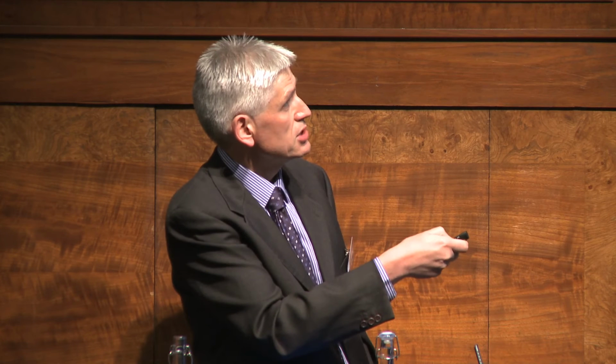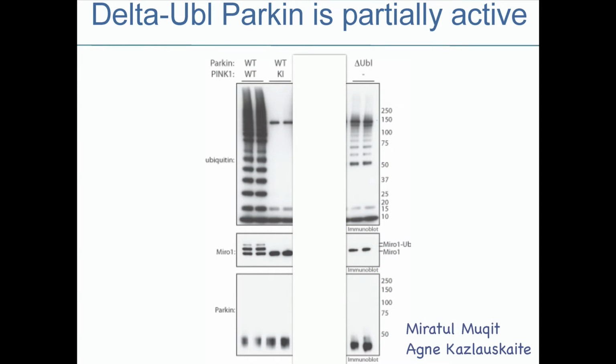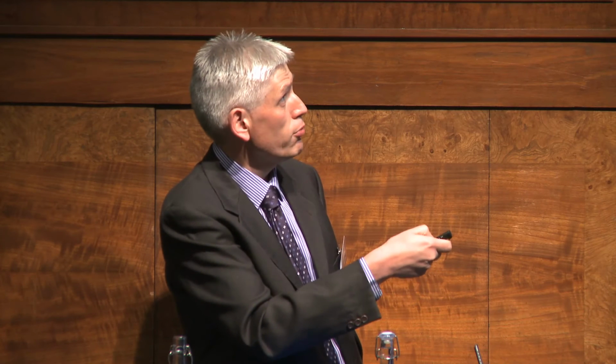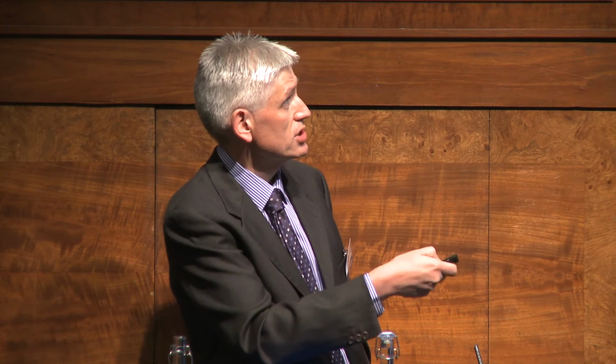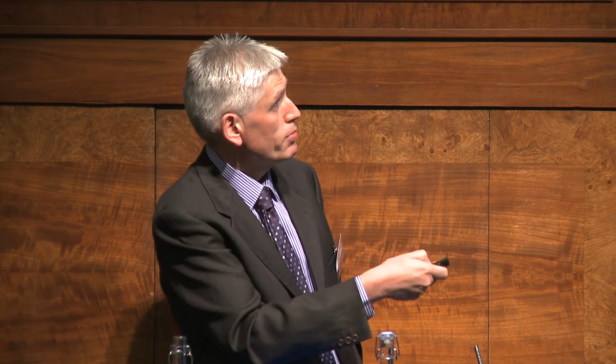As he chops off the UBL domain of Parkin, he finds that the Parkin is slightly more active, probably because it's lacking this regulatory domain, and it's possible that the regulatory domain functions as an autoinhibitory domain that keeps the Parkin less active. Other people have shown this previously as well. But if the model is correct, it shouldn't be further activated when you add in PINK1.